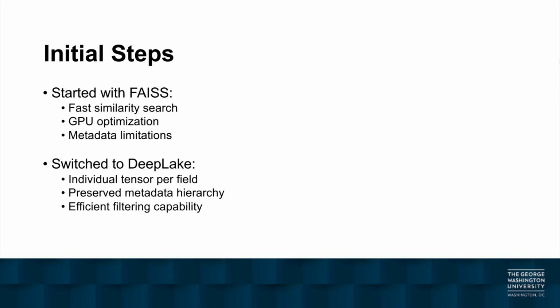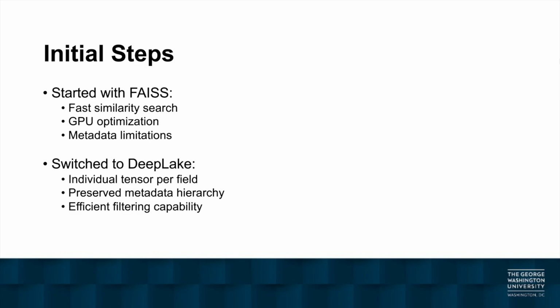But we didn't start with Deep Lake. We started with something called FAISS, or Facebook Artificial Intelligence Similarity Search, which is generally the go-to for vector stores. It has really good GPU support. It processes really quickly. But we hit a wall with handling metadata.